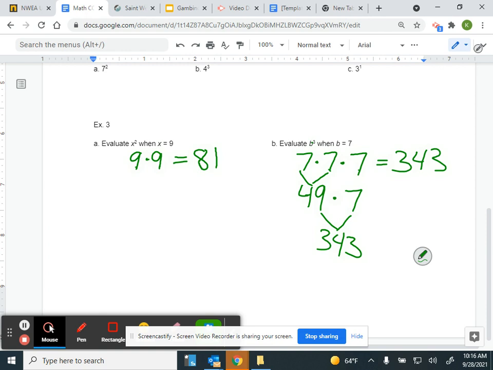So are we getting a good sense of how to work with our powers and exponents? Yes. So our homework for today is our workbook pages that go along with 1.3. So pages 5 and 6. So I'm going to stop our recording.